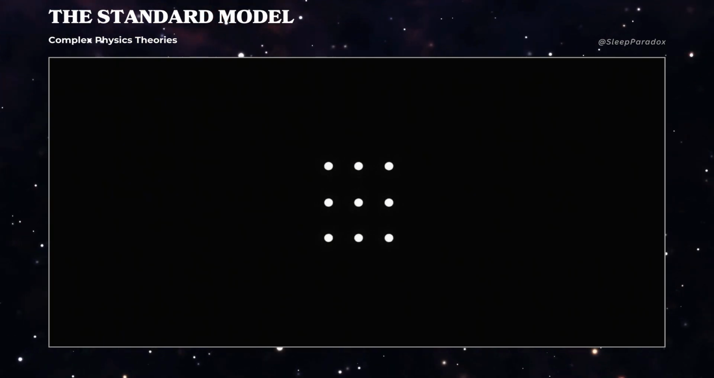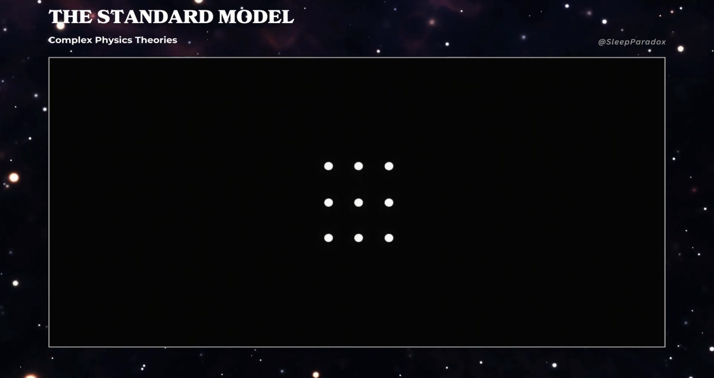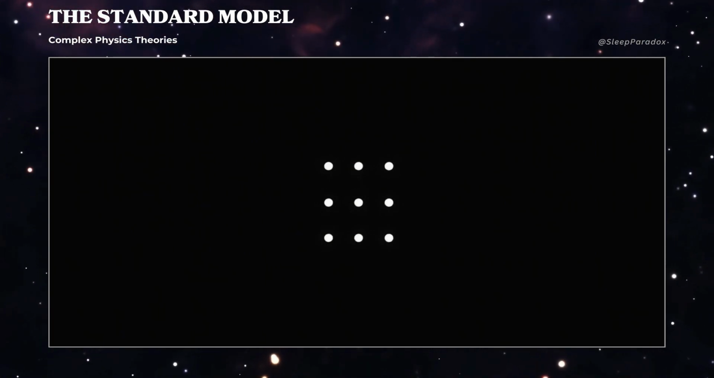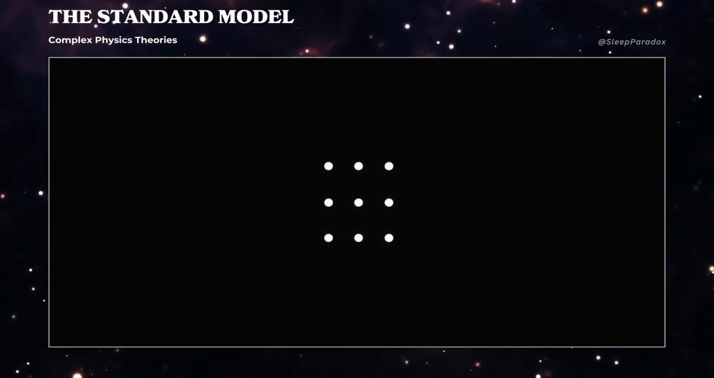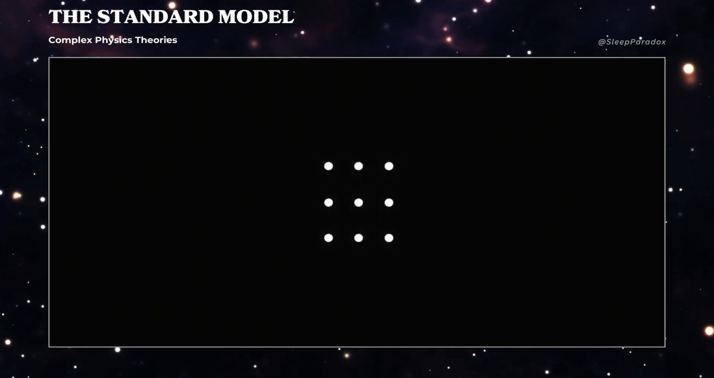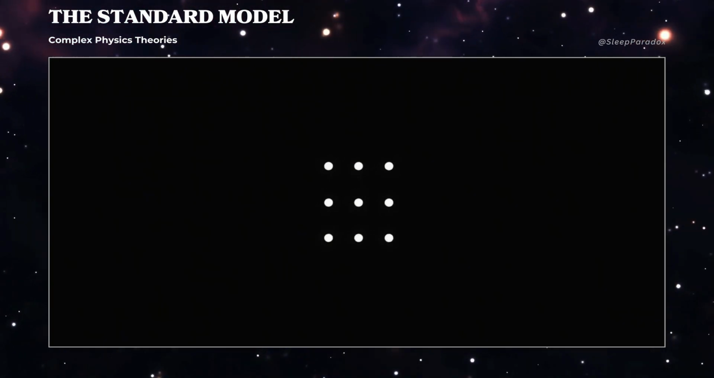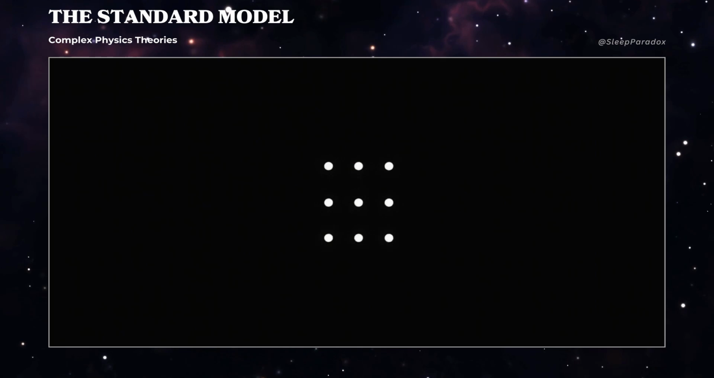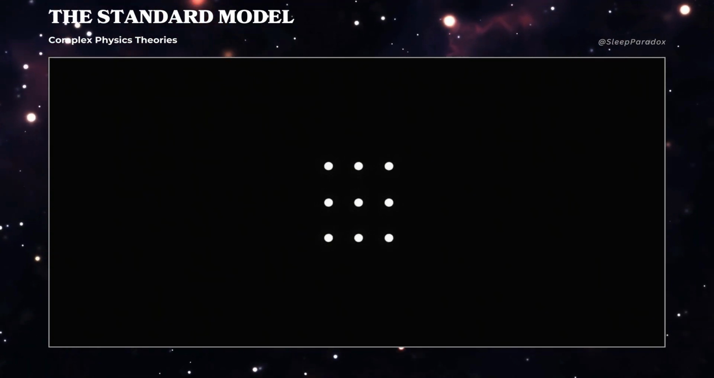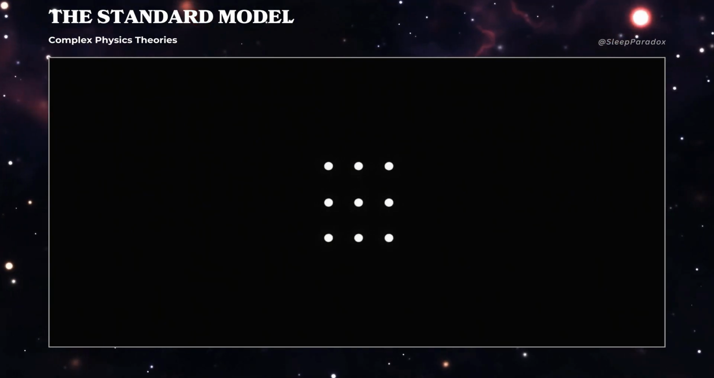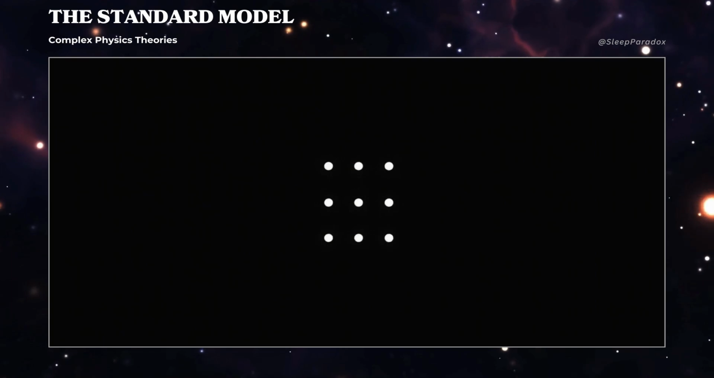Next are the bosons. These are the particles that carry forces. The photon is the carrier of the electromagnetic force. Gluons carry the strong nuclear force, which holds quarks together inside protons and neutrons. The W and Z bosons carry the weak nuclear force, which is responsible for radioactive decay and nuclear fusion. And finally, the Higgs boson, discovered in 2012, is linked to the Higgs field, a field that gives mass to other particles. All of these particles interact in precise and predictable ways.